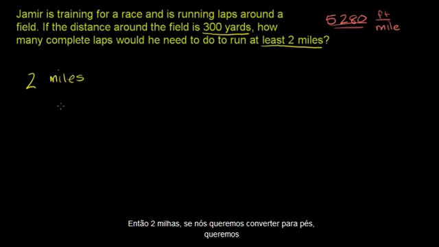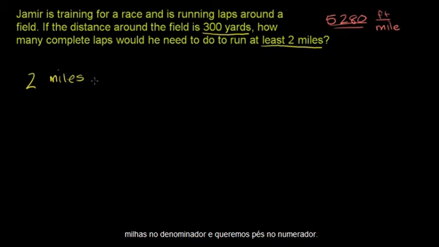So 2 miles, if we want it converted to feet, we want miles in the denominator, and we want feet in the numerator. The reason I say that is so that this miles will cancel out with that miles, and we'll just have feet there. And I just wrote down there's 5,280 feet per mile. Or you say 5,280 feet for every 1 mile. You could write it either way, but let's just write it like that. And then we can multiply.